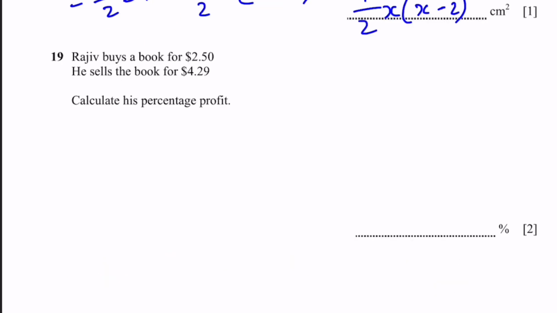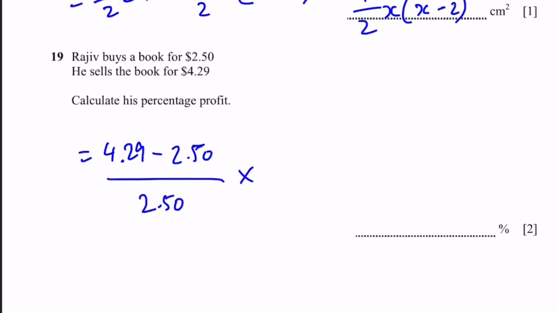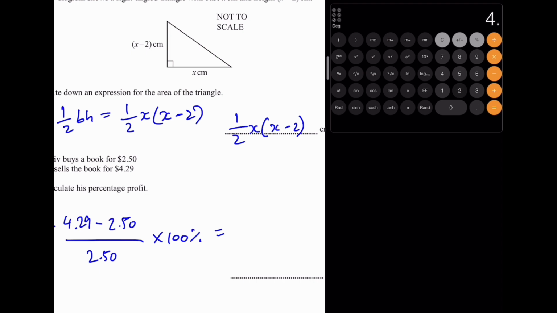Question 19. Rajiv buys a book for $2.50. He sells the book for $4.29. Calculate his percentage profit. So that'll be $4.29 minus $2.50 divided by the original price, which is $2.50, multiplied by 100% to get in percentage value. Let's get our calculator out. Here we are. So 4.29 minus 2.5 divided by 2.5 after that into 100%. That's equal to 71.6%. That's the profit percent, and that's our answer.